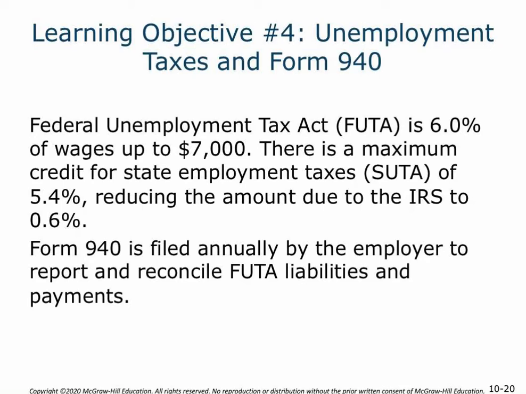So by and large, states are going to assess 5.4% unemployment taxes, and then the federal government will get the balance of 0.6% up to $7,000, similar to what we saw in Social Security, of the $132,900 being the limit on the wages. Here, $7,000 is going to be that limit on the wages. And the Form 940 is going to be filed annually by the employer to report and reconcile these Federal Unemployment Tax Act liabilities and payments.